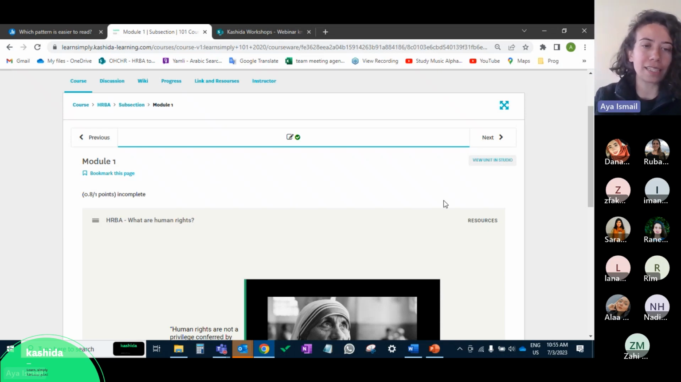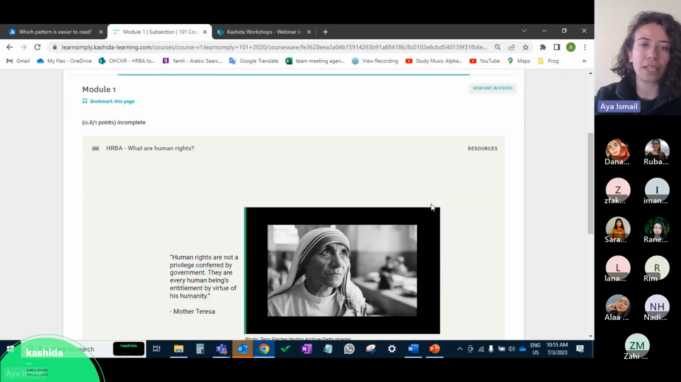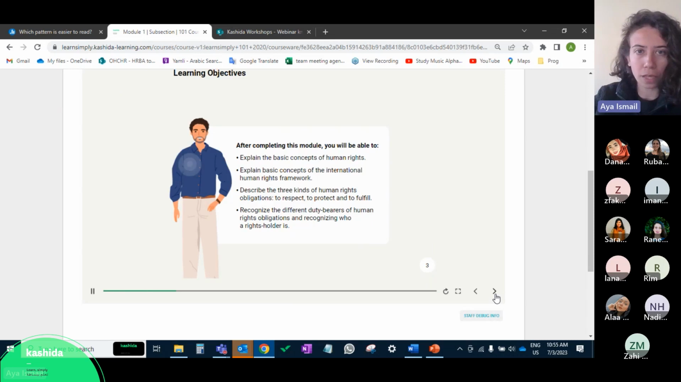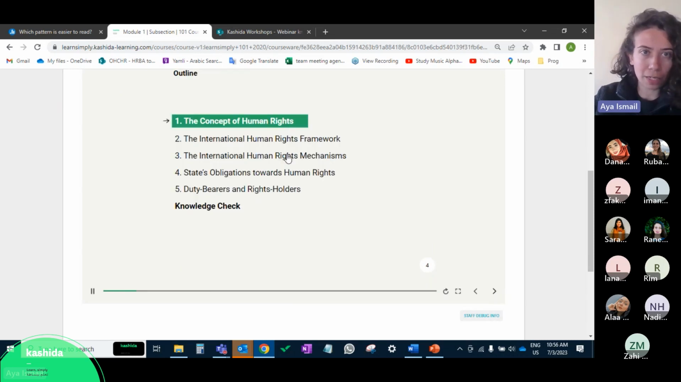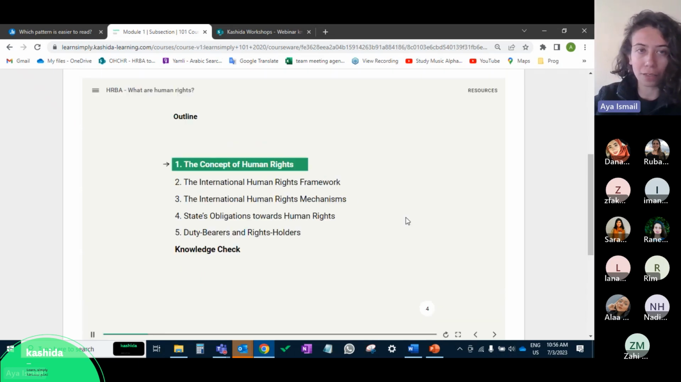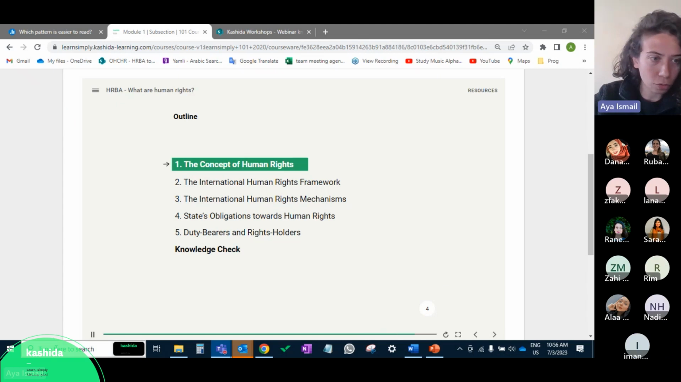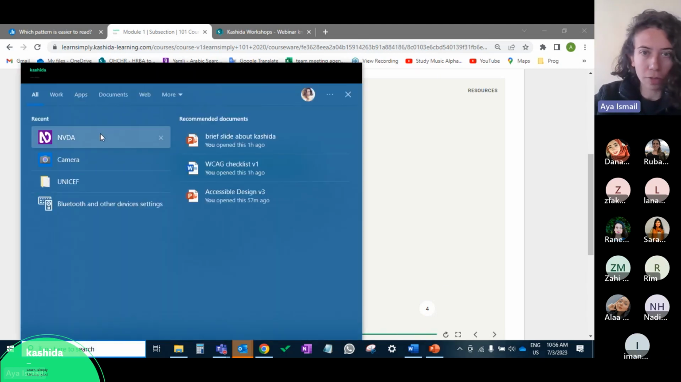So we try to make it as clear as possible in terms of the sequencing, in terms of the descriptions. I want to show you this page actually, and I want to show you a page with an interaction to see how it will sound. So I'll open the screen reader again.